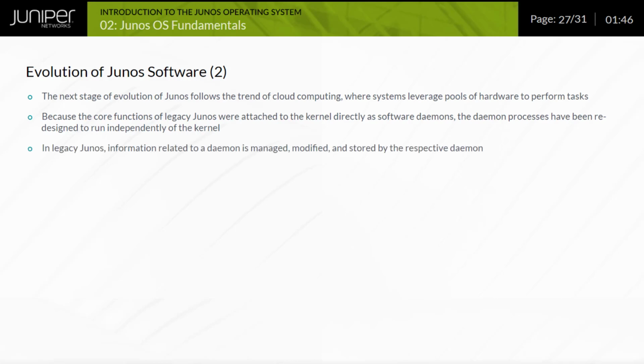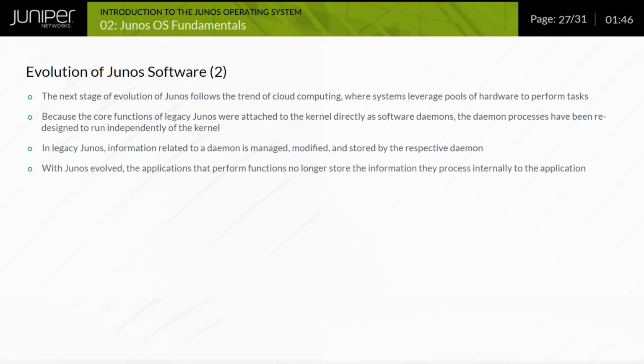In legacy Junos, information related to a daemon is managed, modified, and stored by the respective daemon. When that daemon experienced a fault or restart, the information it manages and stores is lost, unless a system is implemented to run a backup of the daemon, which tries to synchronize its information with the master daemon. This type of hot standby is inefficient and difficult to manage.